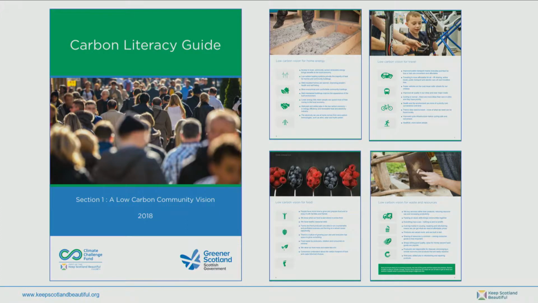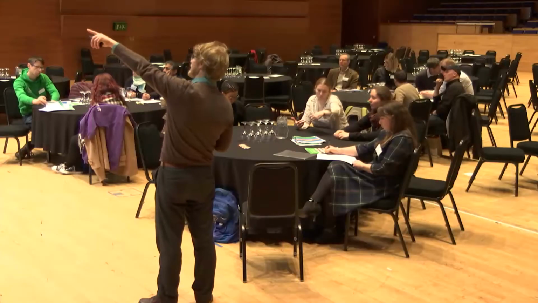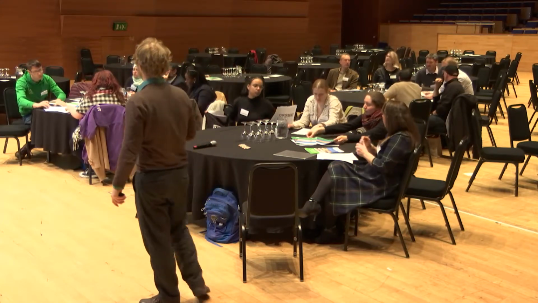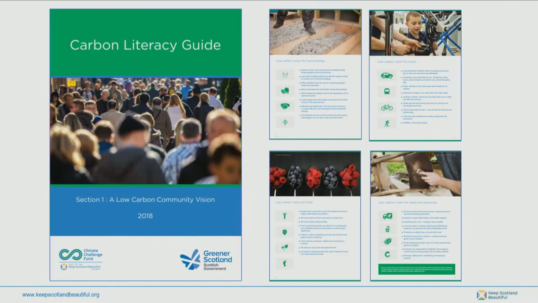So starting with section 1, if you can find on your tables the section that has that picture on the front of the crowd of people, that would be good. Hopefully they've not got too mixed up from the last time. Just shuffle through them.